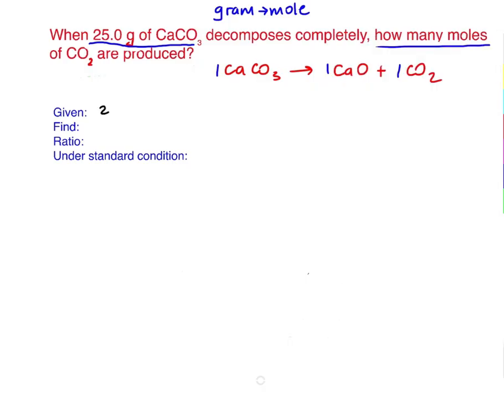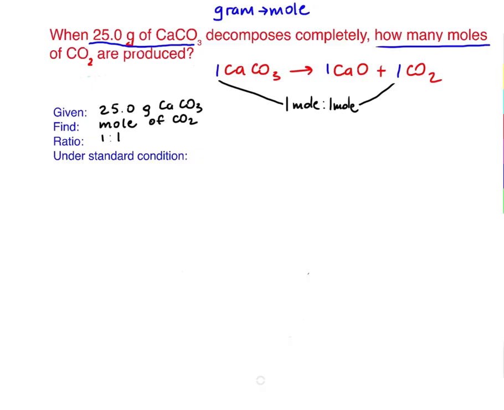So you have given, find, ratio, and the standard condition. Given: what's given to you? You are given 25 grams of calcium carbonate. What do you need to find? The moles of CO2. It's not the moles of calcium carbonate; you need to solve for the moles of carbon dioxide. And then the ratio. The ratio from calcium carbonate to CO2 is 1 to 1, 1 mole to 1 mole, so you just write 1 to 1 in the ratio.